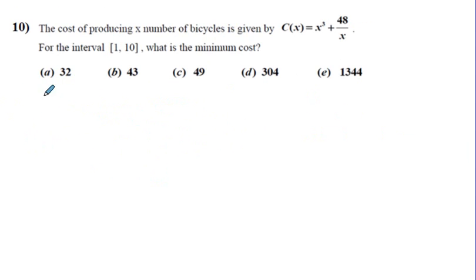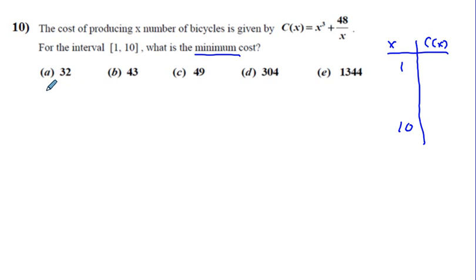Next, problem 10. The cost of producing x number of bicycles is given by C(x) equals x cubed minus 48 over x. Now, what is the minimum cost? This is another extreme value theorem problem, and for that we can put a candidate test in place. What are the candidates going to be? Our candidates are going to be 1 and 10 plus any intervening critical numbers. Let's go find our critical numbers here.